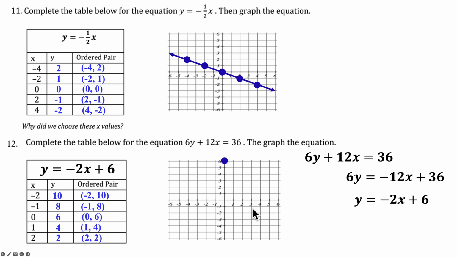So we can plot our points. There's 0, 6, 1, 4, 2, 2. Draw my line.